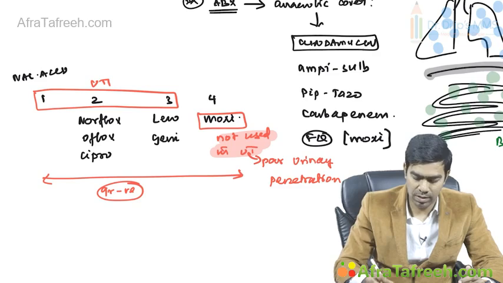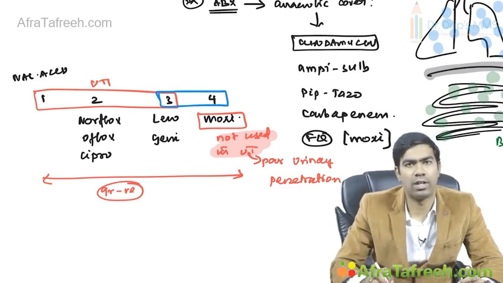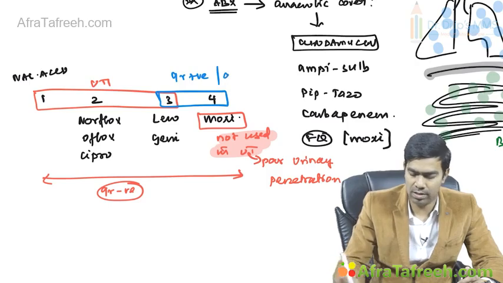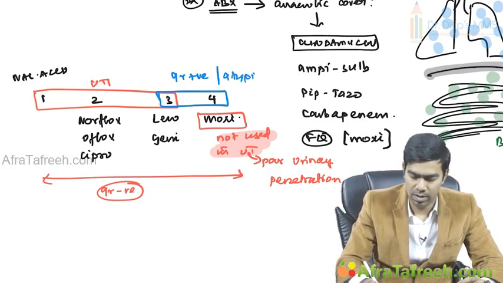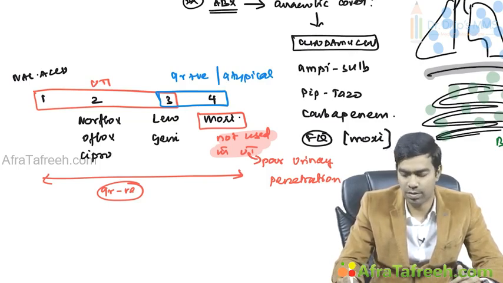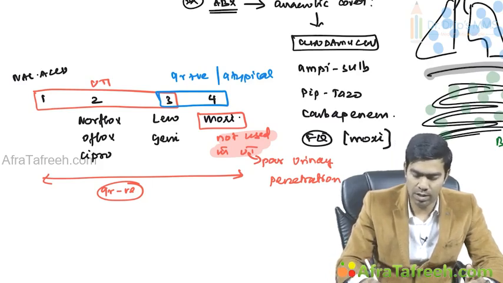At the same time, the third and fourth generation quinolones have good activity against gram-positive organisms as well as atypical organisms. So they are broad spectrum. They have gram-negative, atypical as well as gram-positive cover, the third and fourth generation quinolones. That led to a common notion that the third and fourth generation quinolones are often considered respiratory quinolones.